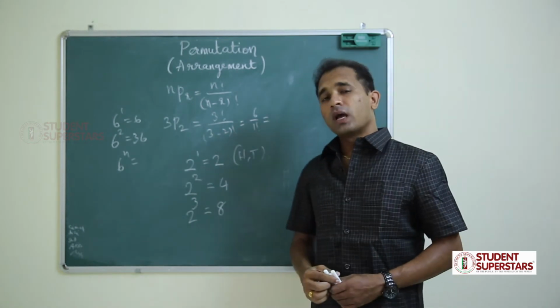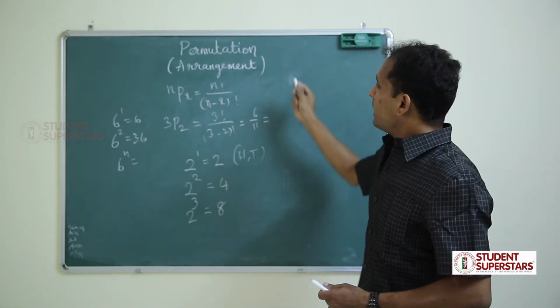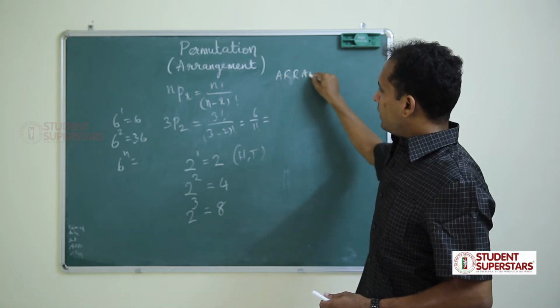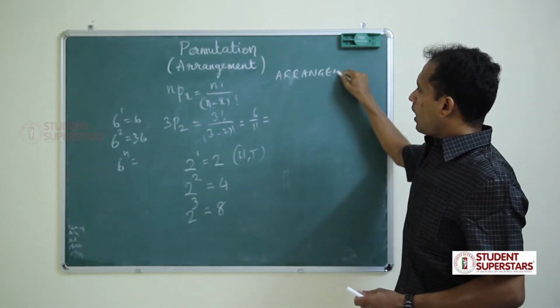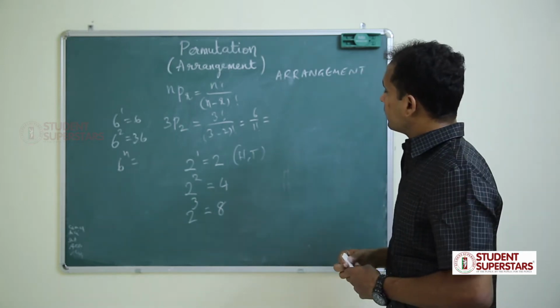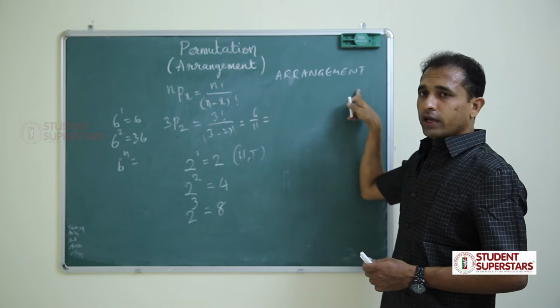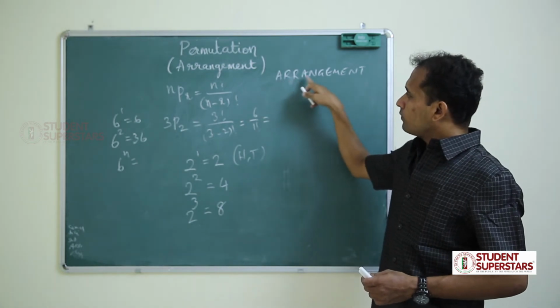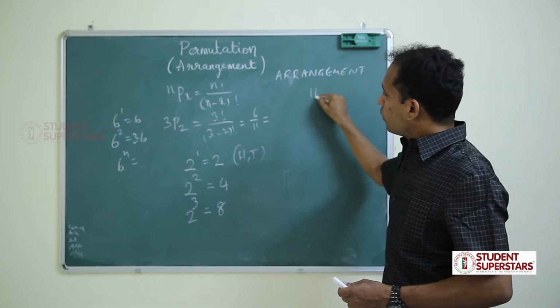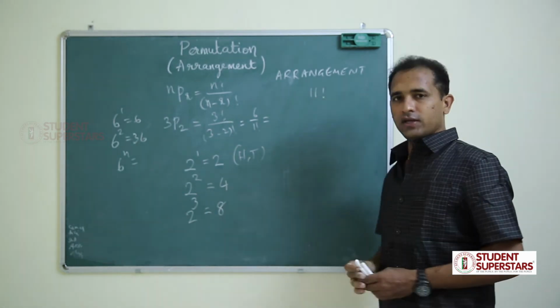Next question. How many ways can we arrange the letters of the word ARRANGEMENT? How many letters are there? 1, 2, 3, 4, 5, 6, 7, 8, 9, 10, 11. So 11 factorial ways we can arrange.